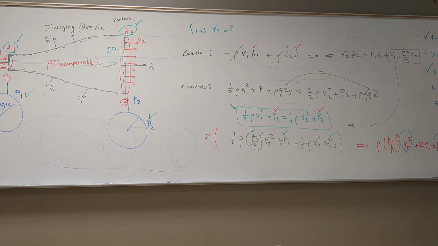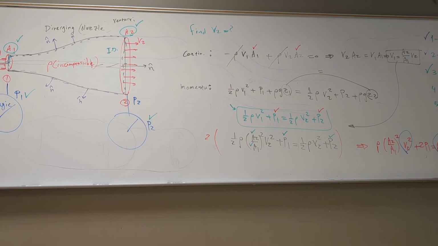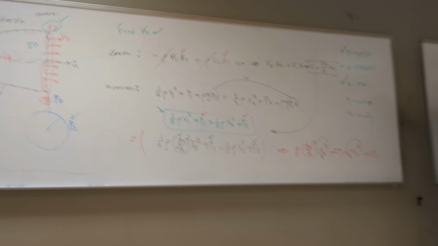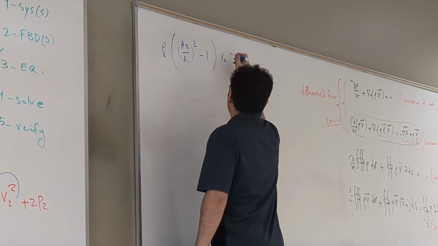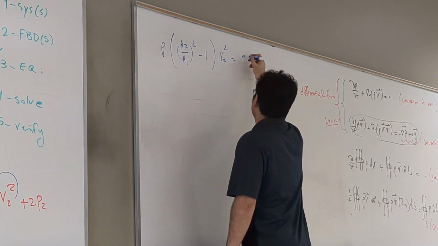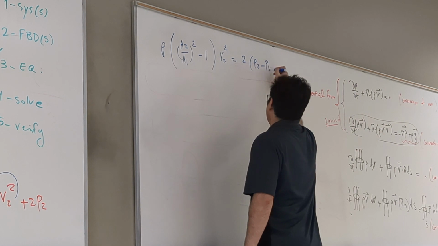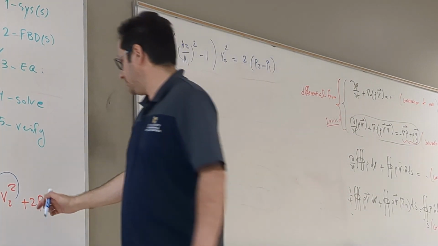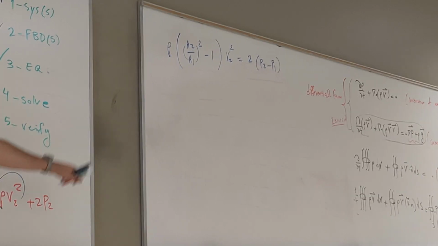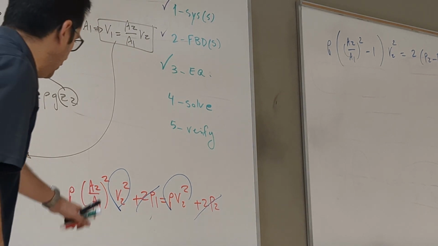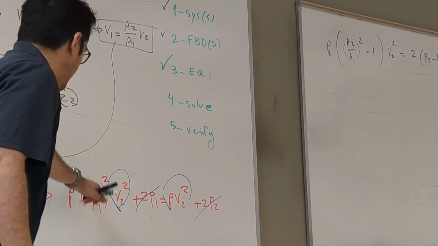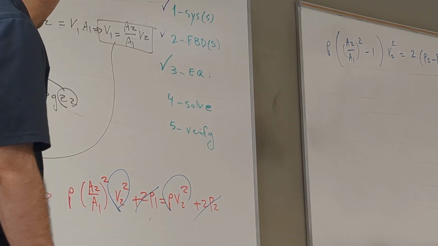So solve for V2. So you get what? You get rho times ((A2 over A1) squared minus 1) V2 squared is equal to 2 (P2 minus P1). You see, I take this P1 to the right. So you get 2 times (P2 minus P1). Then this guy, I bring it left. So you get rho times the ratio (A2 over A1) squared minus 1, V2 squared.